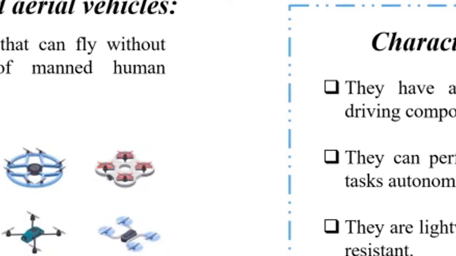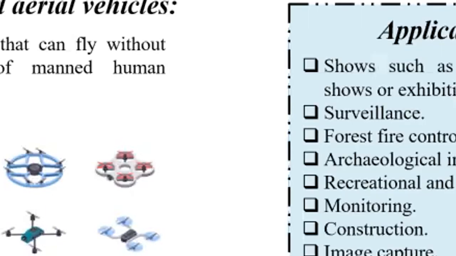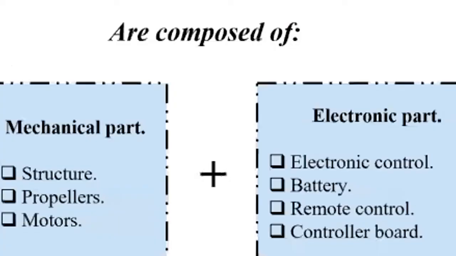Thanks to these characteristics, UAVs have advantages such as low cost and consumption, high reliability, and small size. They have the ability to fly stably in any direction and maintain a desired altitude, which means that these devices are an effective alternative to execute works in different areas like shows, surveillance, fire control, monitoring, construction, military missions, and target tracking.